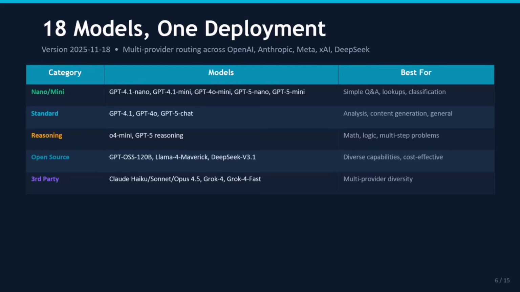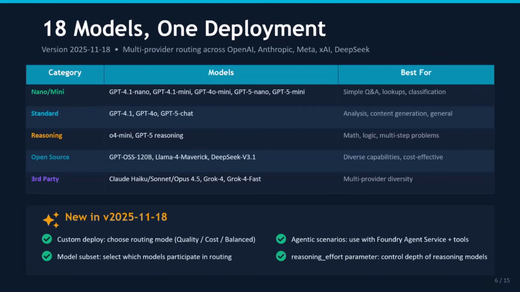And here's a big update. Multi-provider support is a new update. Claude Haiku, Sonnet, and Opus from Anthropic, Grok 4 from xAI, DeepSeek, and Llama from Meta. This is no longer just OpenAI. It's a true multi-provider routing layer. The November release also added custom deployment with routing modes, model subset selection, agentic scenario support, and the reasoning effort parameter, which I will cover in the demo.